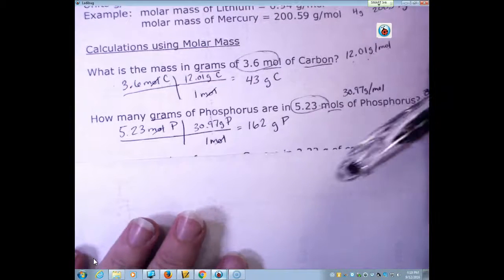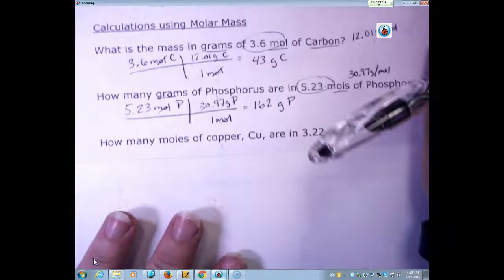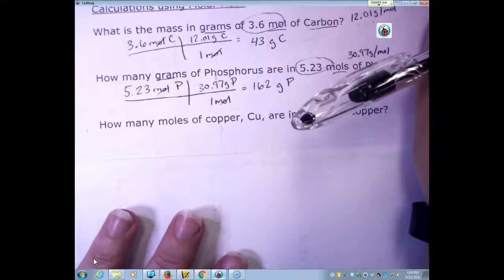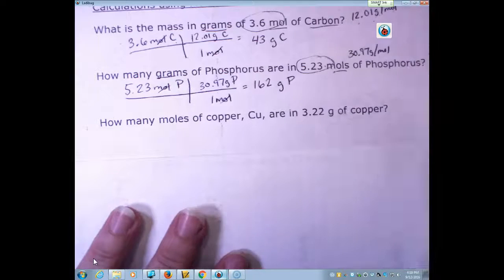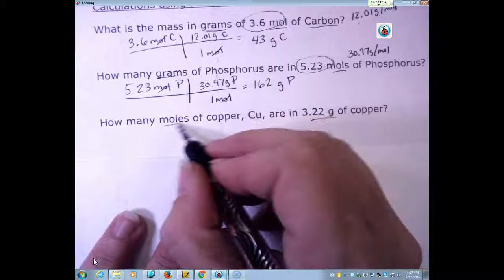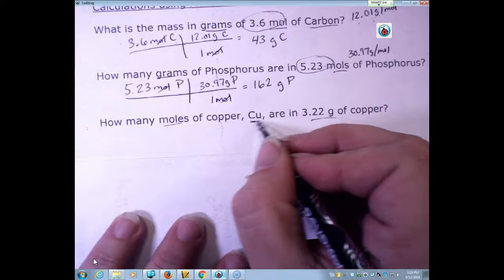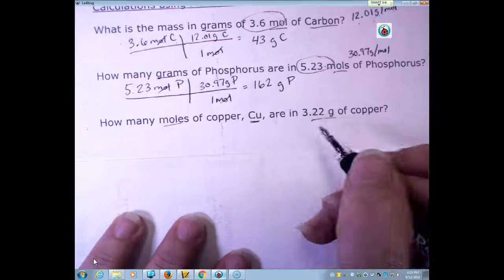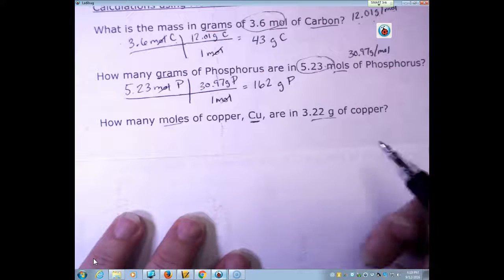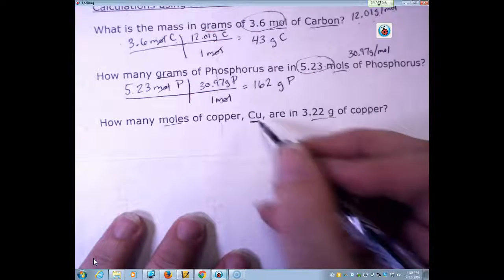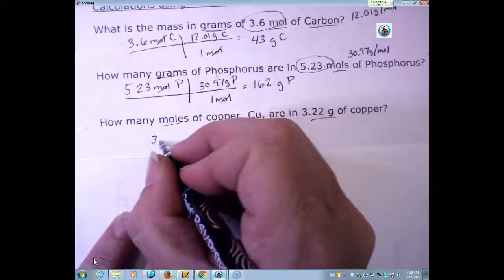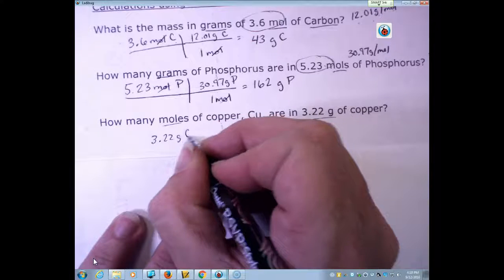Alright, we're still working with molar mass. In this particular problem, it's just a little different. This time we're starting with grams, and we're going to go to moles. So we're still going to be using molar mass, and be careful that you actually look at the name on the periodic table and make sure you have the correct substance, because Co is cobalt, not copper. Alright, so I have 3.22 grams of copper.